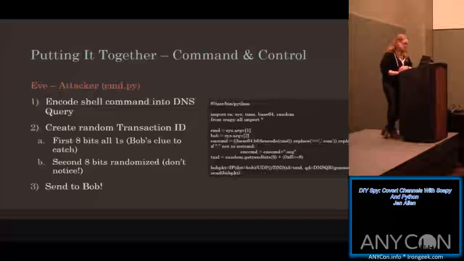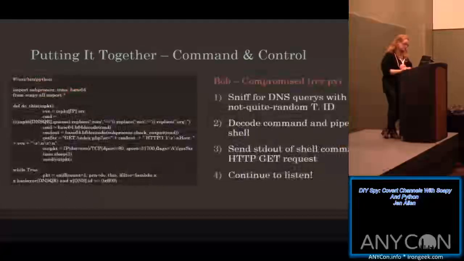The UDP we don't need to specify. Scapy will actually intelligently identify things like the destination port based on the upper protocols. So it will say this is DNS, so the default is going to be port 53. We're going to drop in our transaction ID, and then you can see I'm building a sublayer there of the DNS query and response, and I'm dropping my encoded command in there, and we're sending it to Bob.